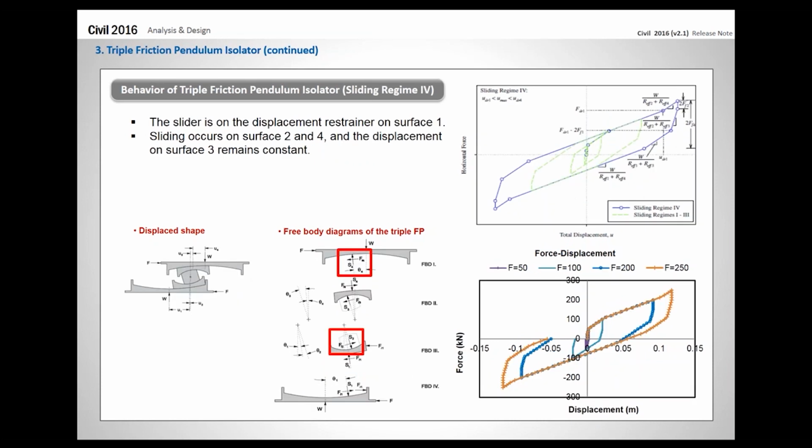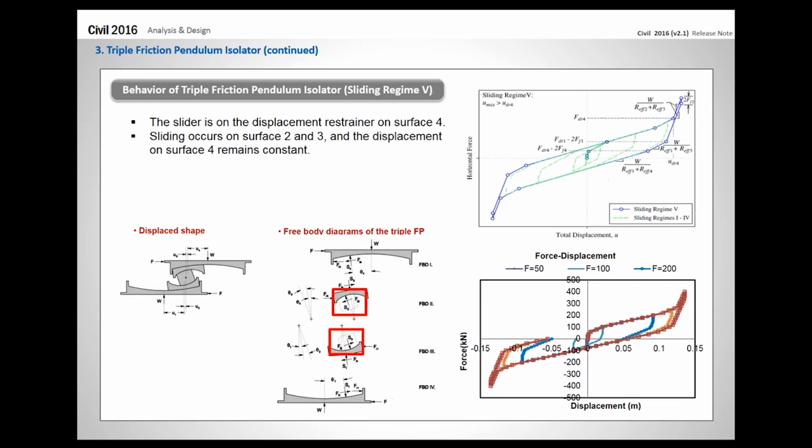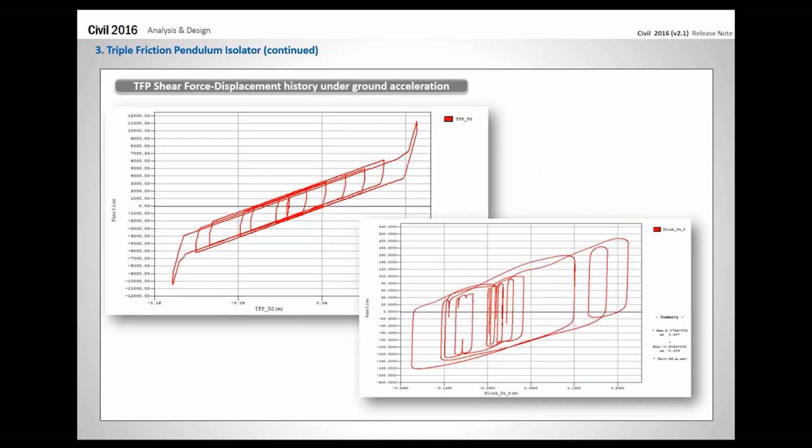Sliding regime 4, and the last stage. After I go through the PDFs, I'll briefly go over the triple friction pendulum isolator within the program. This is the time history force displacement graph that you can get from our software.